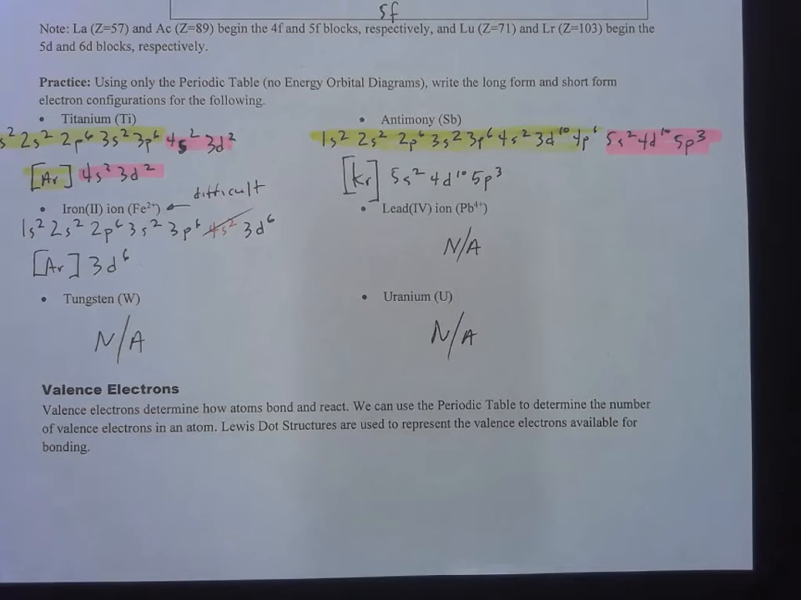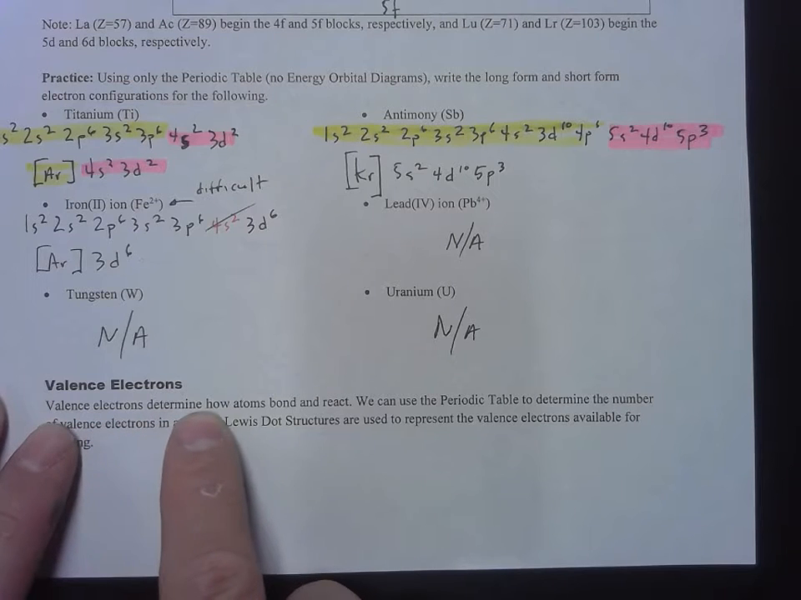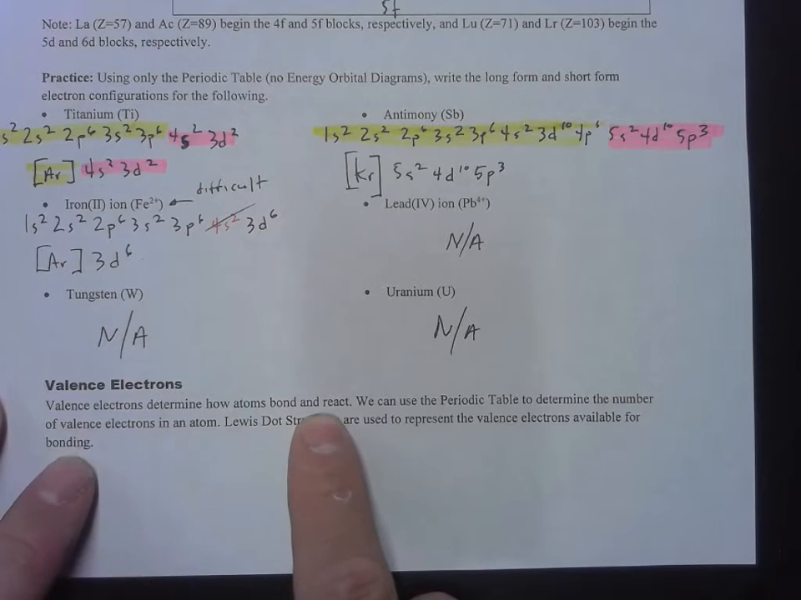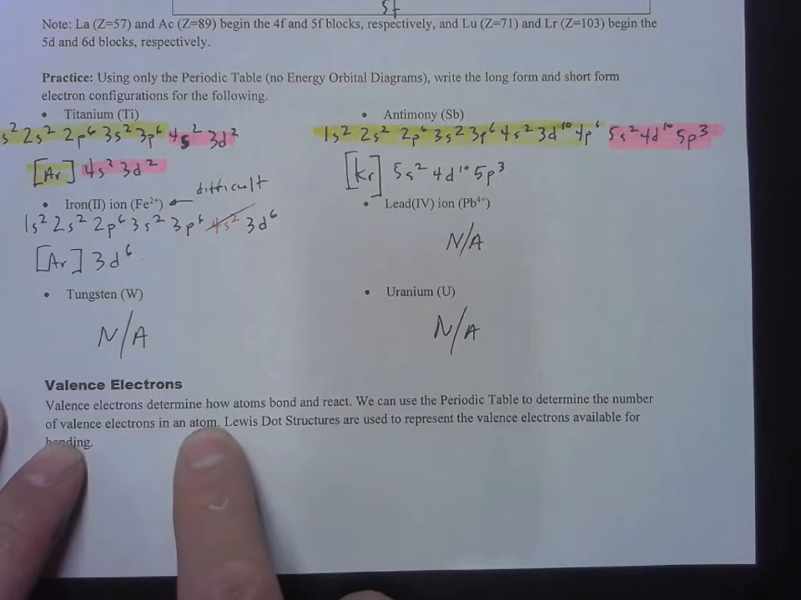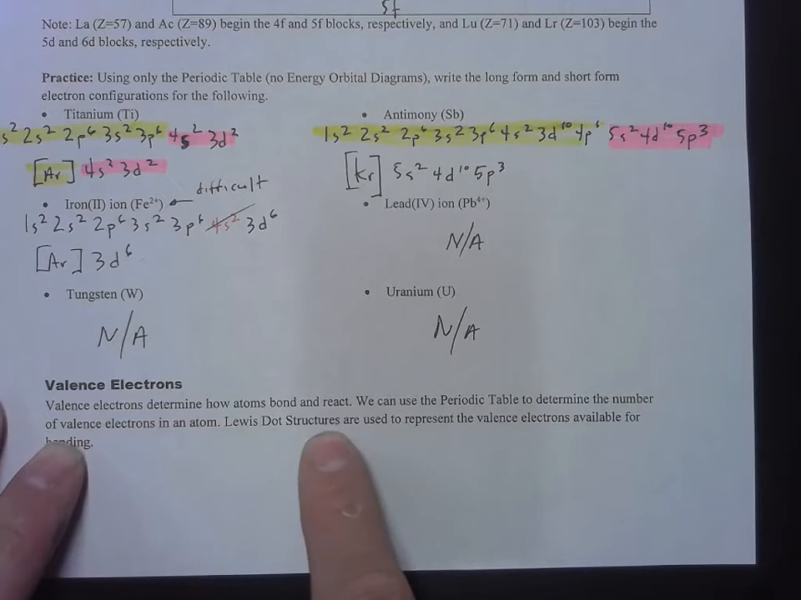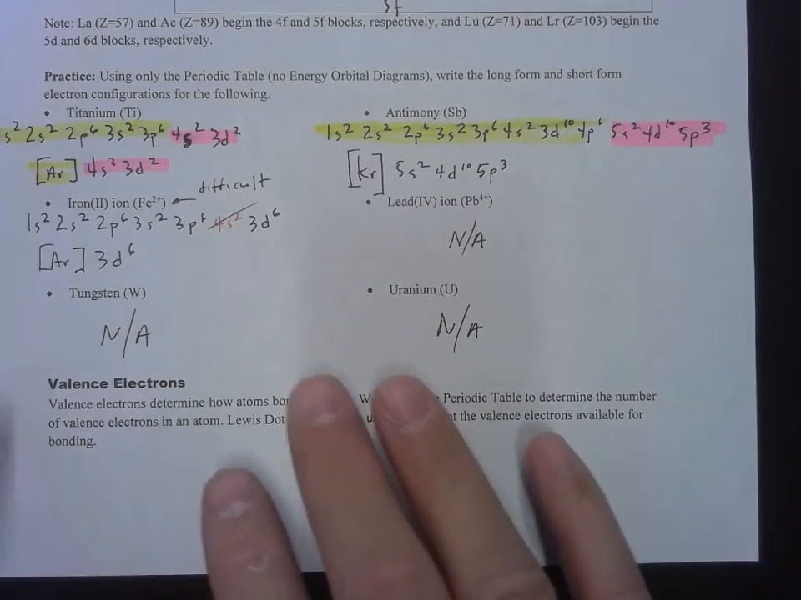Okay, this is Notes 5.2 Part 2, Valence electrons. Valence electrons determine how atoms bond and react. We can use the periodic table to determine the number of valence electrons in an atom. Lewis dot structures are used to represent the valence electrons available for bonding.